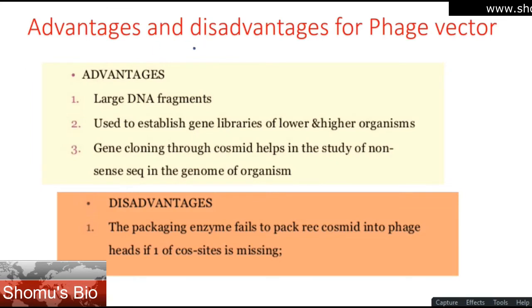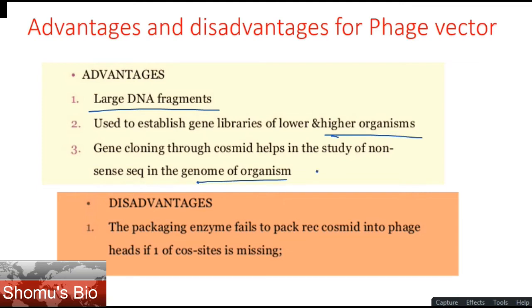Now, what are the advantages and disadvantages of the phage vector? Advantages: large DNA fragments can be cloned, larger than the fragments that can be cloned in a plasmid. It is used to establish gene libraries of lower and higher organisms. Gene cloning through cosmid helps in the study of nonsense sequences in the genome of the organism.